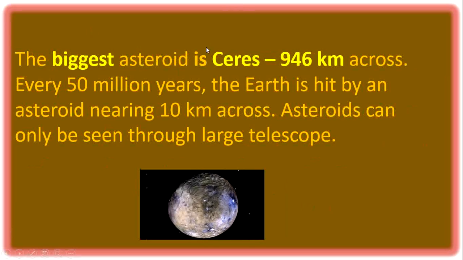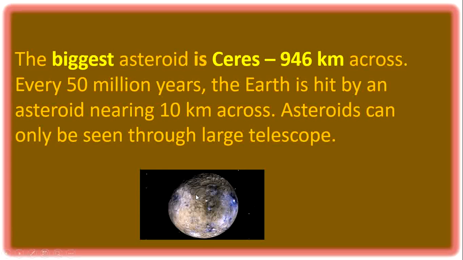The biggest asteroid is Ceres. It is 946 km across. Every 50 million years the Earth is hit by an asteroid nearly 10 km across. These asteroids can be seen only through a large telescope.